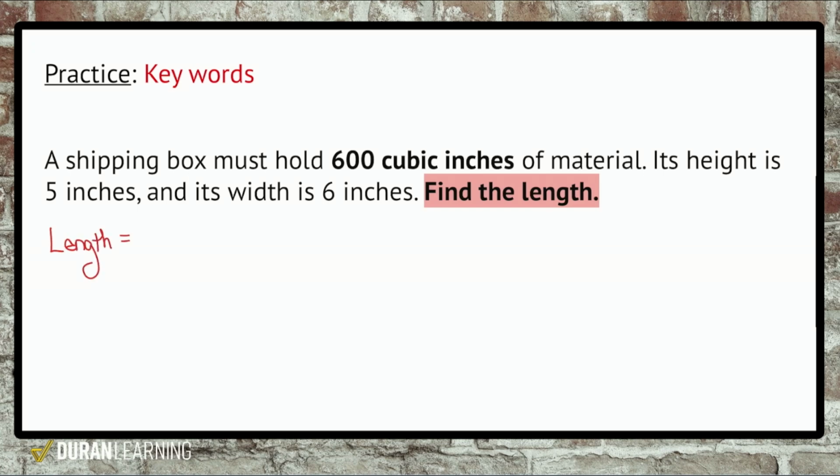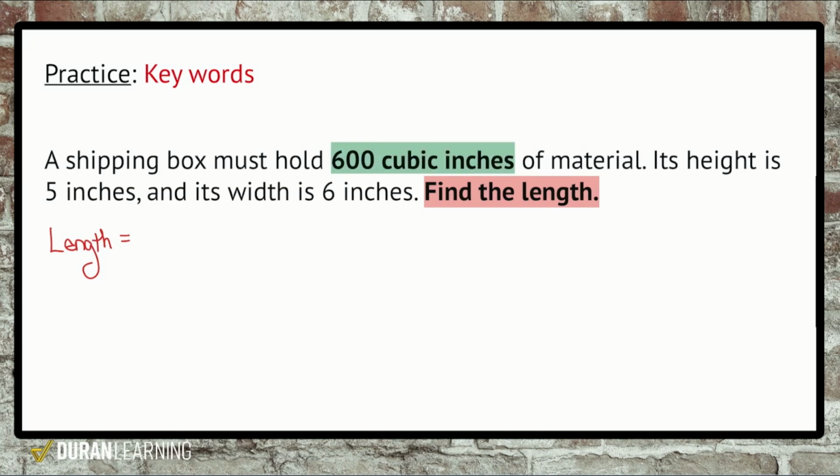Now, the next thing I'll do is try to understand and make sense of the information. So this is a big test taking tip that I'm going to be giving you here. I already said it before, and I'm going to say it again. It's not about the numbers. It's about what the numbers mean. So let's take a look here. It says a shipping box must hold 600. So don't focus on the 600, but focus on the cubic inches. That's what we want to focus on.